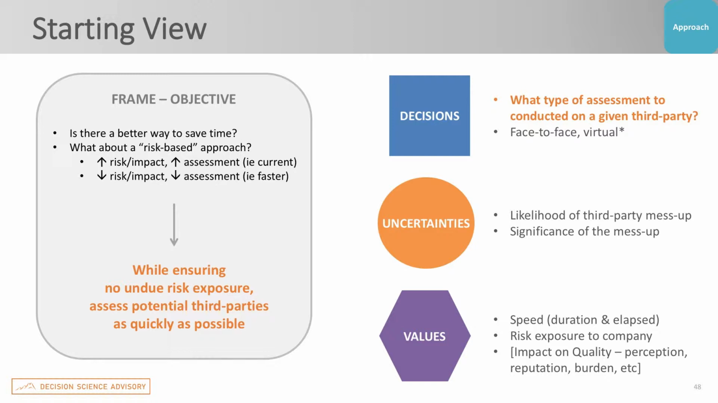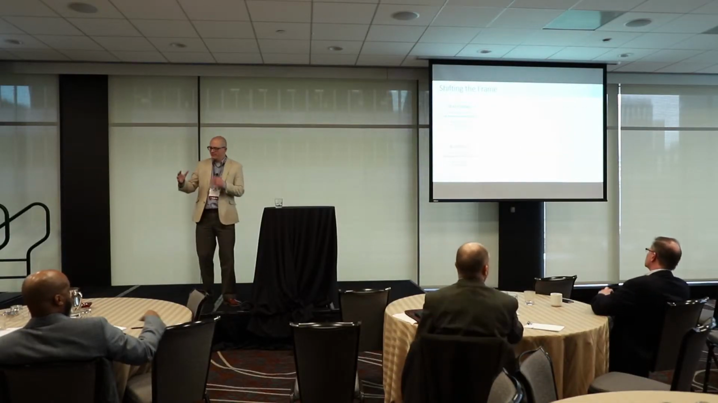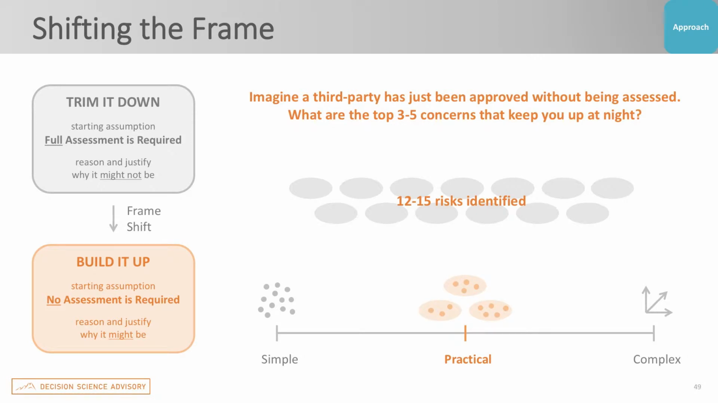When we started the project, they essentially had two. They could do it face-to-face, or they could do it virtually, which just kind of meant picking up the phone, but still going over the full same thing. So from here, as we started working, I said, well, let me try out a bit of a frame shift here. What if instead of starting with the full-blown assessment and then reasoning why maybe it might not have to do the whole thing, we flipped that on its head and said, let's start with no assessment as a starting place and reason and justify why you've got to do it?